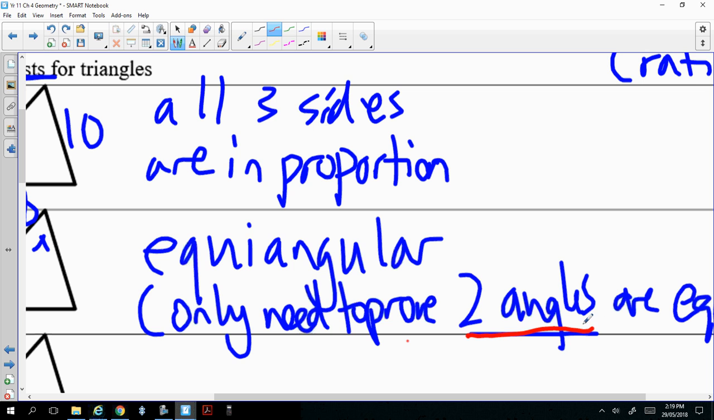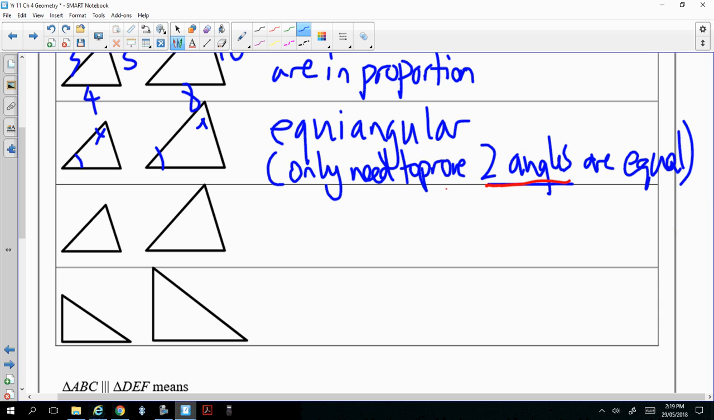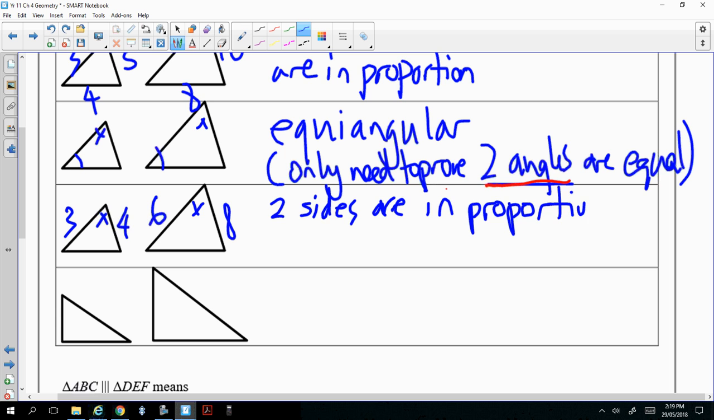The angles are the same, the included angle, and two sides in proportion. So we've got 3 and 6, and 4 and 8, right? So we say two sides are in proportion. Now I know how to spell proportion. Okay, two sides are in proportion and the included angle. Very important, use the word included angles are equal.